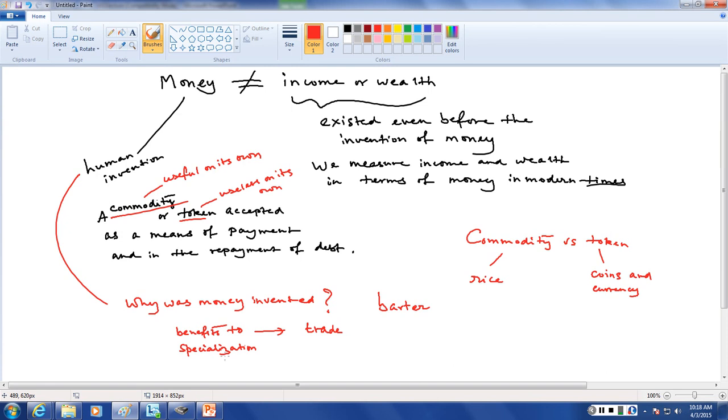Of course, when you specialize, you have to trade, right? Because you don't live on just that one good that you specialize in. You need other things to live, right? So when you specialize, you have to be able to trade. In other words, trade permits specialization.